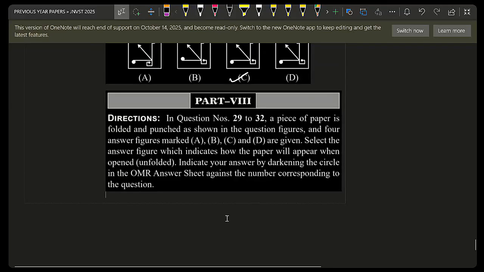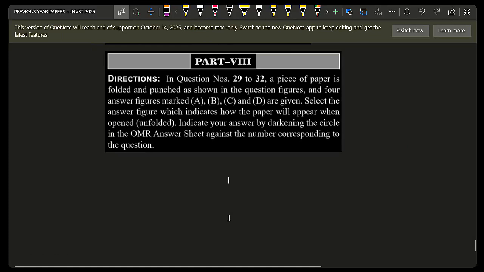Part 8, let's go through the directions. In question numbers 29 to 32, a piece of paper is folded and punched as shown in the question figures, and four answer figures are marked A, B, C, D. Select the answer figure which indicates how the paper will appear when it is opened or unfolded. So let's go through the punched hole pattern. This is called punched hole pattern. It may be a hole or it may be any cut pattern.